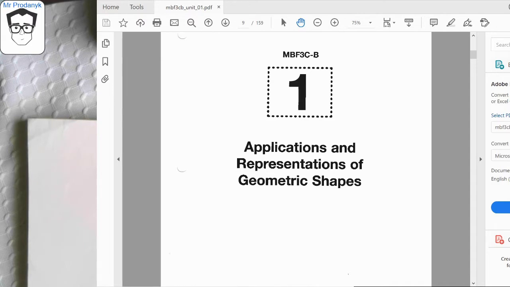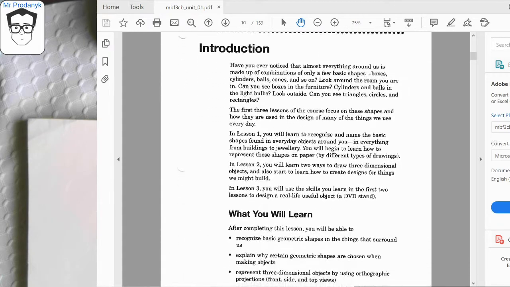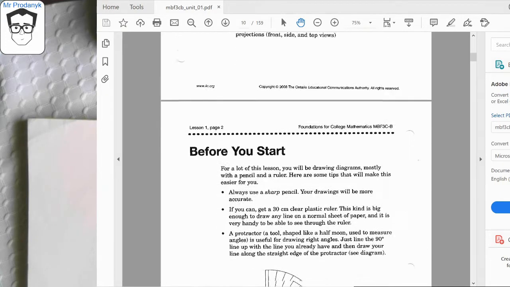Okay, so here's lesson 1 in unit 1, applications, geometric shapes. Again, worth reading over the introduction just to give you a little bit of context about what this is talking about. What you're going to learn: recognizing basic geometric shapes, why geometric shapes are chosen, 3-dimensional objects and representations.